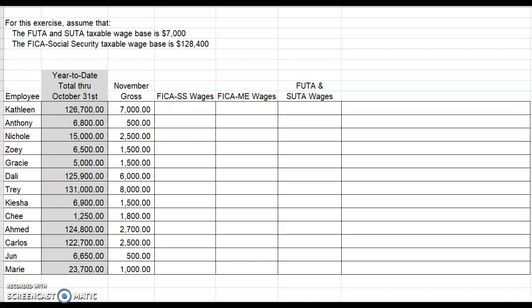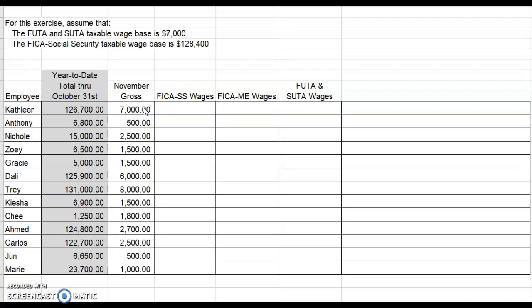Let's practice. Kathleen. Before November, Kathleen had already been paid $126,700 in gross wage. This is not quite in excess of the FICA Social Security wage base of $128,400, but it's close. By the time November wages of $7,000 are paid, she will exceed the wage base. So some of her November wages will be subject to FICA Social Security tax, and some will be exempt.